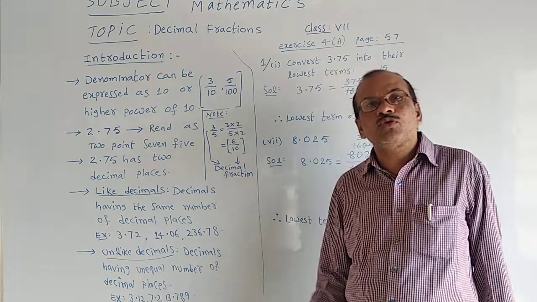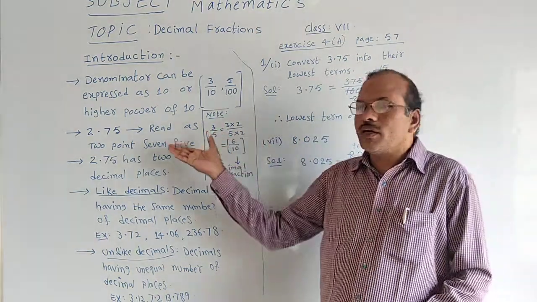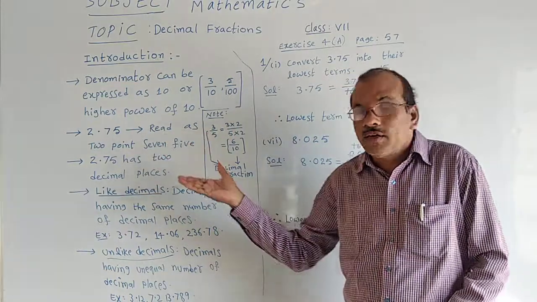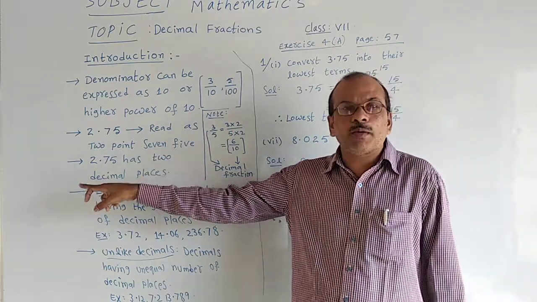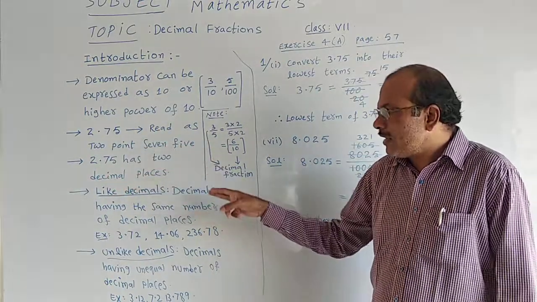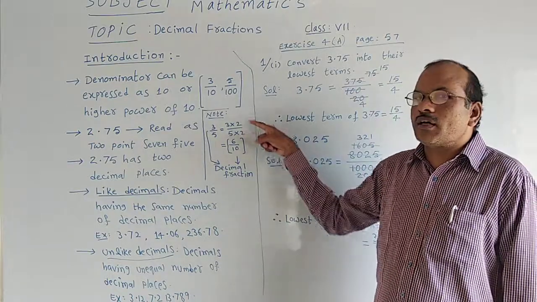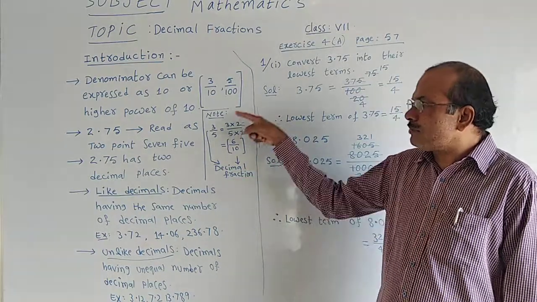You came to know about a decimal fraction. Again, we know how to read that part. Again, we came to know about a whole number part, decimal point, and a decimal part. Again, like decimals and unlike decimals. Here is a little note I have written. This part also we will observe.